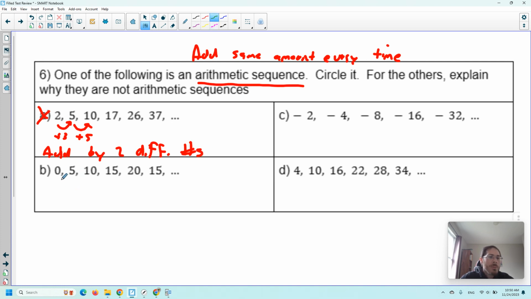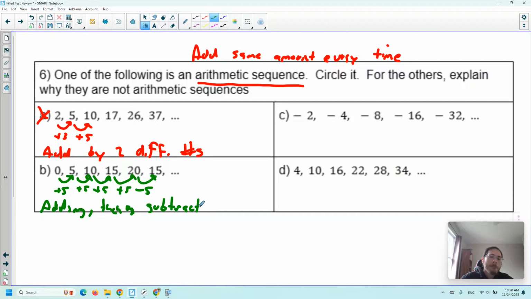All right, let's check out B. So we got 5. That looks good. We got plus 5. This looks really good. We got plus 5. This is looking really good. We got plus 5 again. This is looking really good. But then we've got minus 5. So this one's out because for this sequence, we're adding, then subtracting. So there's no way that one can be right, because remember, we have to add or subtract just by the same amount every time. Even though it's 5, you can't mix the adding with the subtracting.